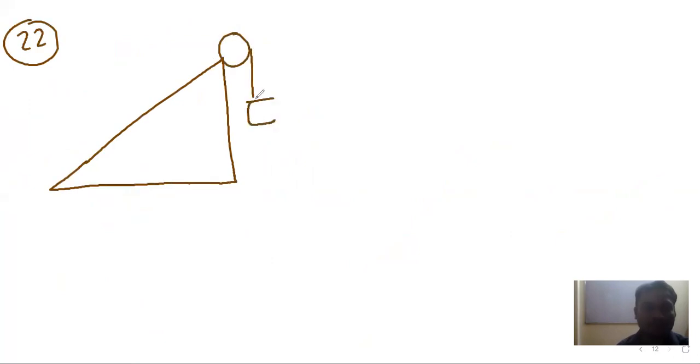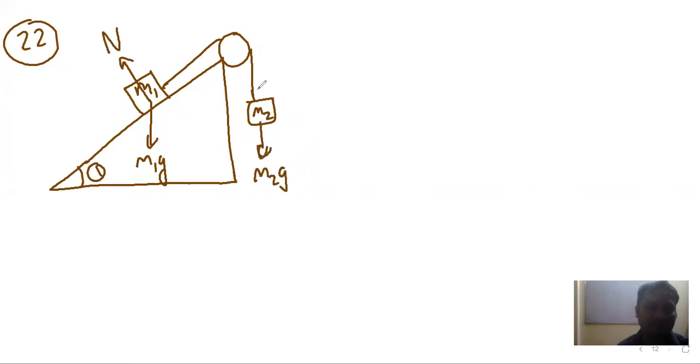Question 22. Now we are given an inclined plane, something like this. A pulley here, a block here, a block here. This is M1, another one is M2. This angle here is theta. Normal reaction is N, let us say, M1G acts downward, M2G acts downward, tension force acts upward. Now, what is the question? Let us see. A block M1 is placed on a rough inclined plane at angle theta with the horizontal. Another mass M2 is hung from the incline.